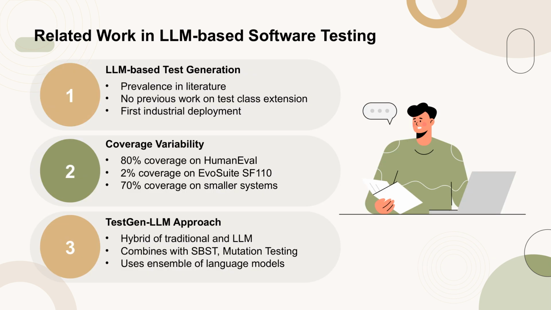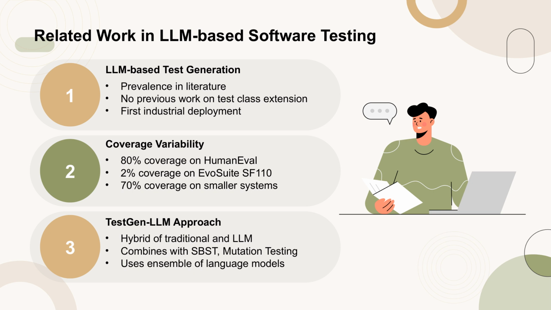In the field of large language model-based software engineering, software test generation is a widely studied topic. Previous surveys, such as those by Wang et al. and Fan et al., confirmed the prevalence of LLM-based test generation. However, no prior work has addressed the problem of extending existing test classes or provided measurable assurances for improvements and absence of regressions. This paper introduces a test extension application as part of Assured LLMs and reports its deployment at Meta, marking the first industrial application of Assured LLMs.